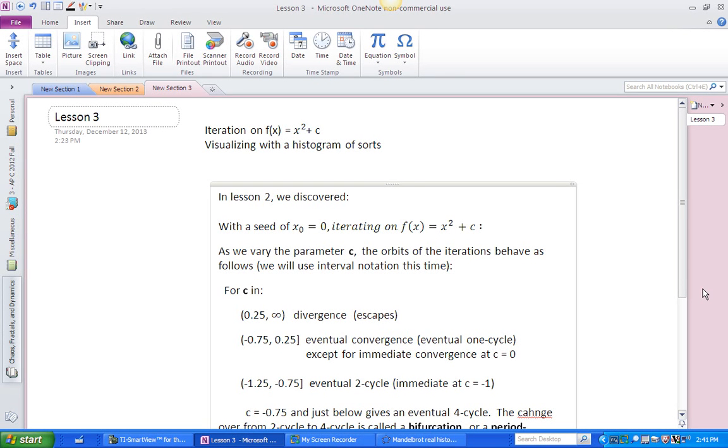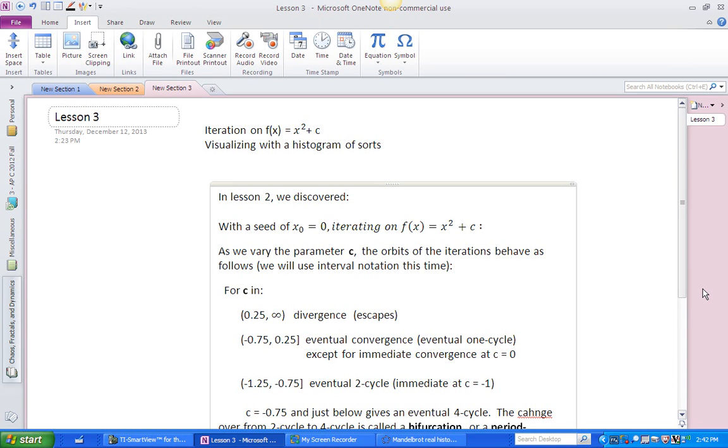Welcome back to lesson number 3 on chaos, fractals, and dynamics, based on Robert Devaney's little textbook on this. Remember, we're iterating on f of x equals x squared plus c. Let's go over what we learned in lesson 2.